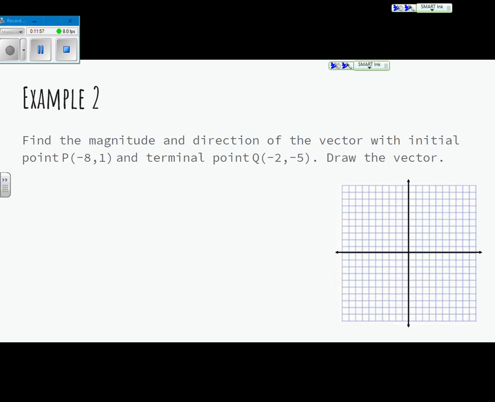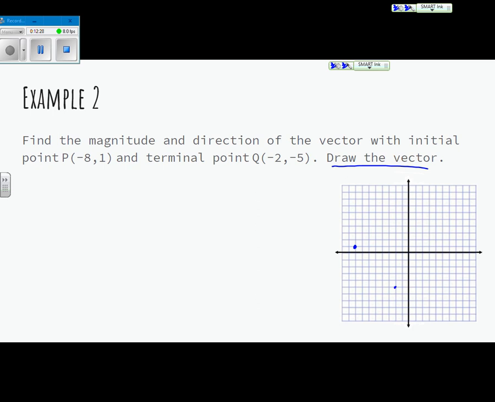Okay, so we have this vector. I'm wanting to find the magnitude and direction. And I'm starting at the point -8, 1. It wants me to actually draw the vector, so I'm going to draw both of them. -8, 1, 2, 3, 4, 5, 6, 7, 8, 1. So it starts here, and it goes to the point -2. Oh yeah, that's right. -2, 1, 2, 3, 4, 5.